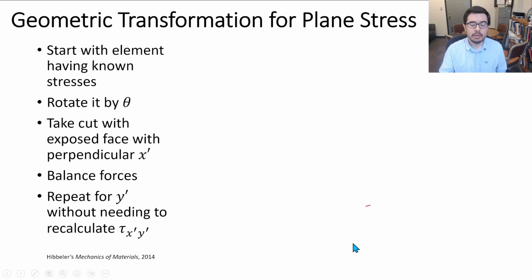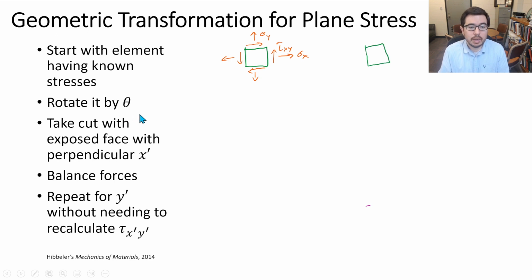That's pretty much the meat of it. I've kind of tried to motivate what we're doing, but how do we do these? Well, we start with an element having a known stress, and then we rotate it by theta. And we're going to take a cut with the exposed face perpendicular to this x prime. So this is now our new, oops, that got a little bit cut off here. But this is x prime. Sorry, my images, this is x prime, y prime.